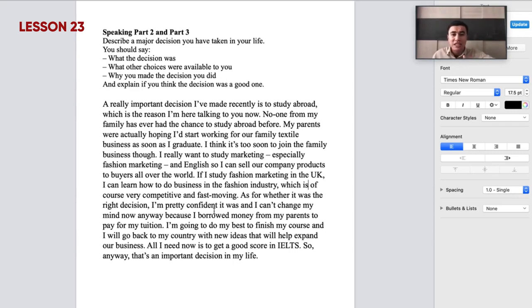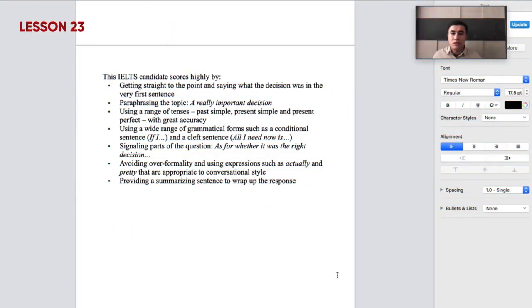And of course, then continue talking, and you can say, "and moreover, I don't have any backup plan and I already borrowed money from my parents to pay for my tuition." So you're talking about a backup plan, showing that you know English, and this is a phrase that is used by native speakers very commonly. So let's look at the reasons why this IELTS candidate scores highly.